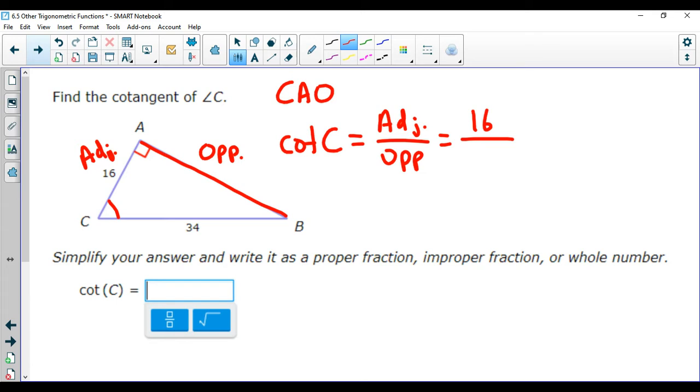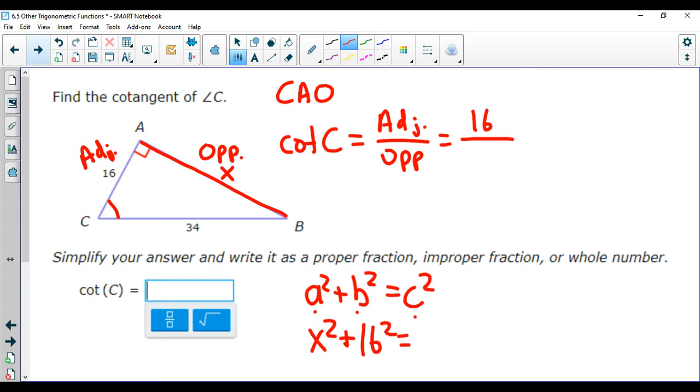So what you'll have to do in this kind of situation is put a variable there, because we don't know how long that is yet, and think through how I could do a little side question to get how long x is. And it should come to mind that we could use the Pythagorean Theorem. So remember the Pythagorean Theorem, a squared plus b squared equals c squared for a right triangle. We can put the legs in for a and b, and the hypotenuse goes in for c, and we'll have x squared plus 16 squared equals 34 squared.